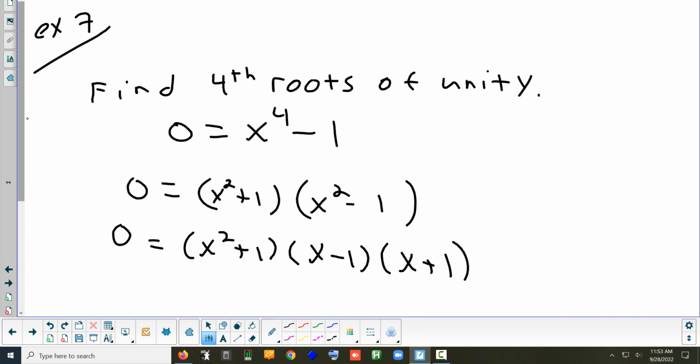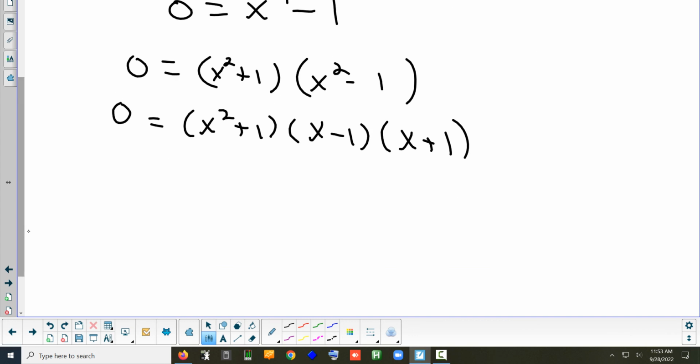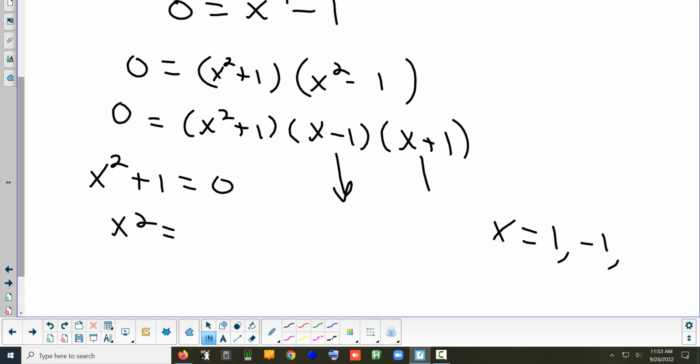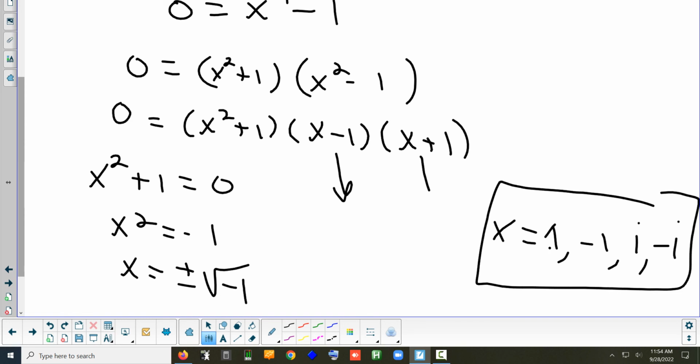How many answers are we expecting from a 4th root problem? Exactly 4. So let's do these first. What could you plug in there to get 0? 1. Okay, so I'll write the answers. x equals 1. How about over here? -1. And now let's look at this one. x squared plus 1 equals 0. So x equals a positive or negative square root of -1. Well, what's the positive square root of -1? i. What's the negative square root? -i. Those are the 4th roots of 1: 1, -1, i, -i.